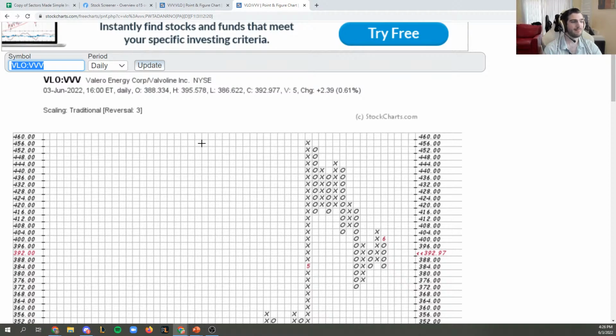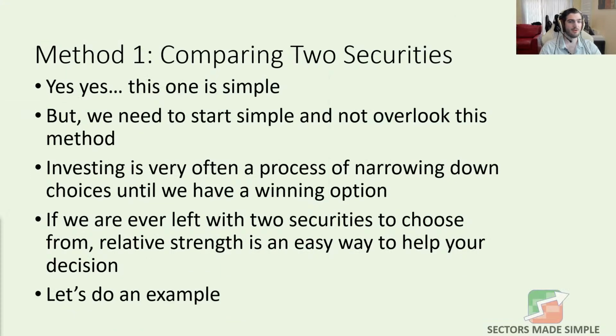So that is method number 1. It's just using relative strength for relative strength. No end goal, nothing else in mind other than I want a second opinion. So, with that done, let's go on and look at method number 2.